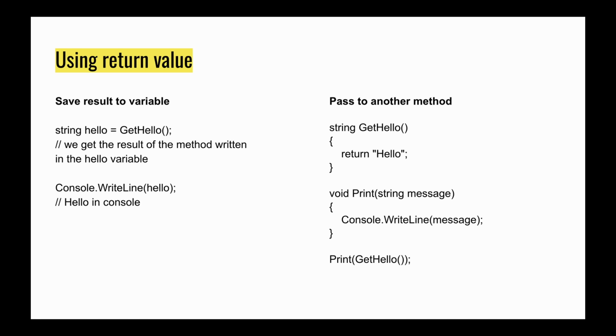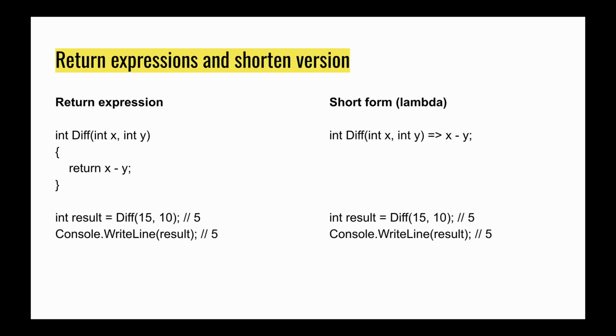The results of methods that return values can be assigned to variables or otherwise used in the program. The getHello method returns a string value. Therefore, we can assign this value to any string variable. Or even pass it as a parameter value to another method. In this call, the getHello method is first called and its result is passed to the message parameter of the print method. After the return statement, you can specify complex expressions or calls to other methods that return a specific result.